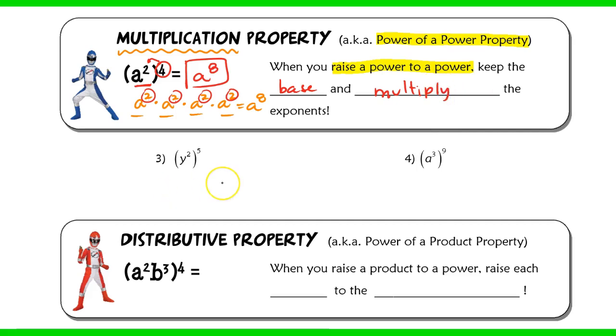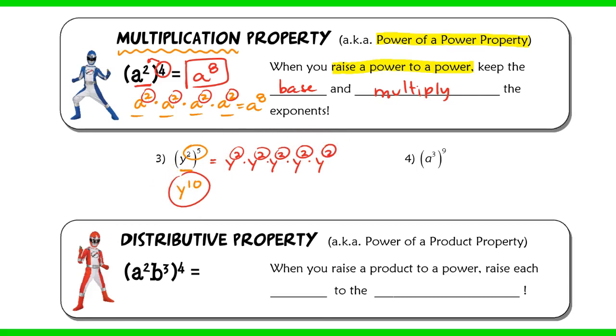Okay, so we've got two example problems here. In number 3, we see y squared raised to the 5th power. So what we're going to do is multiply 2 times 5, and that gives me y to the 10th power. If you're ever unsure about that, you can always expand it. So this would be y squared times y squared times y squared times y squared times y squared. And then you can add up all these exponents. 2 plus 2 plus 2 plus 2 plus 2 should give me y to the 10th power right here.